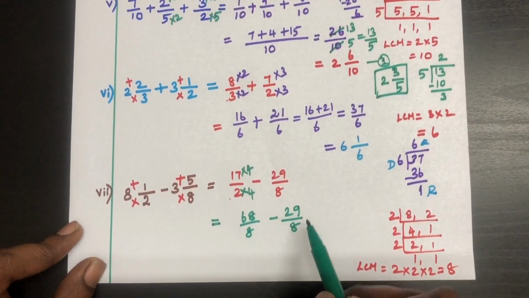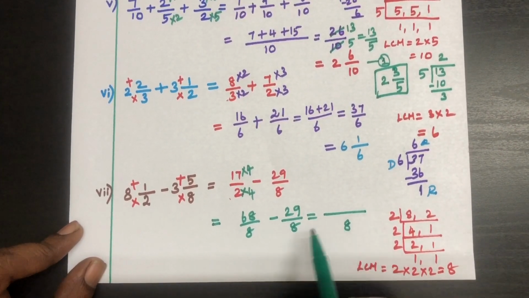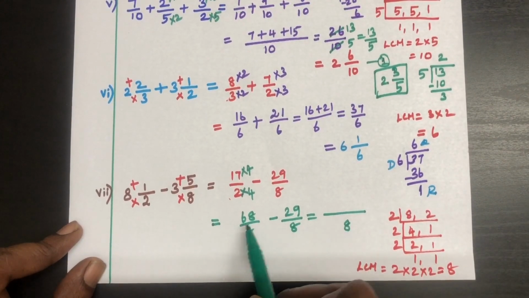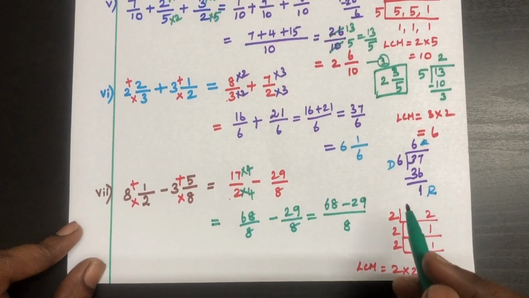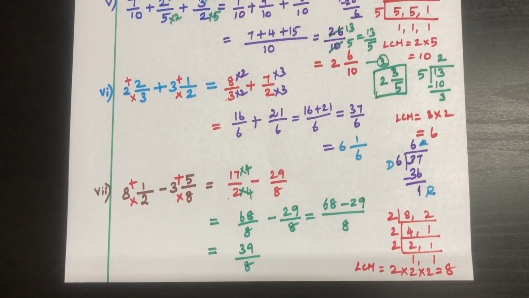Since we have 8 already, just give the number. Now the common denominator, so I am taking only one 8. 68 minus 29 is 39 divided by 8. See, this is also an improper fraction.